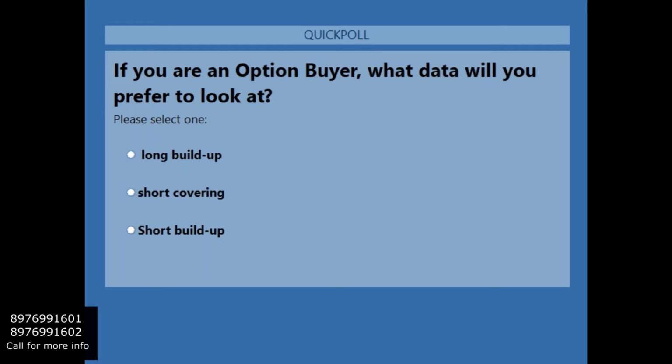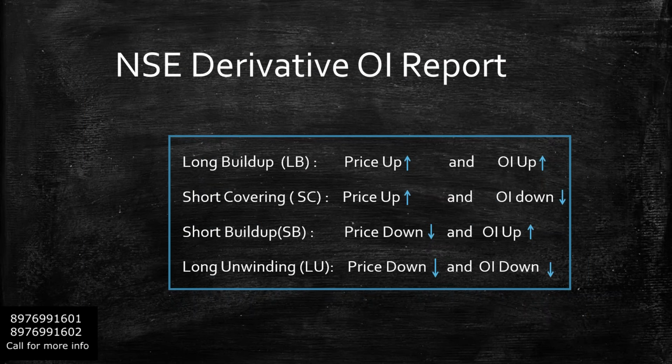Okay, now I'll tell you the responses. 76% have gone for long build-up, 22% have gone for short covering, and 2% have gone for short build-up. So the most correct answer over here would be long build-up, the LB. I'll close the poll for now, continuing with the NSE derivative OI report.